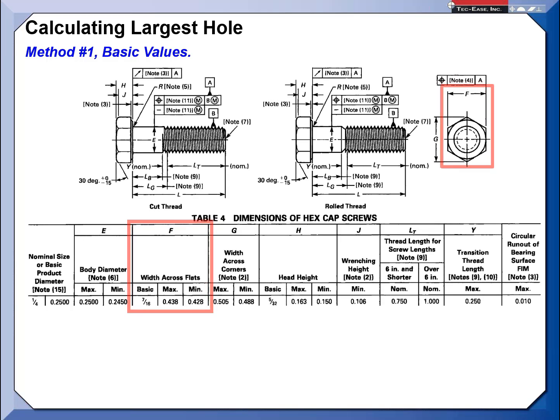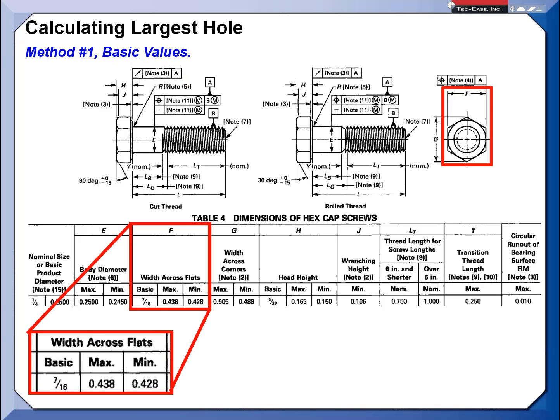Then we can look at, okay, what is the dimension for across the flats? In this case, again, the basic value. Looking at this chart, you can see that it's back in the fractional world, 7/16. There is a max here. Also, if you did take this out to significant digits based on 7/16, ASME 14.5 does have a rounding rule to round that up.